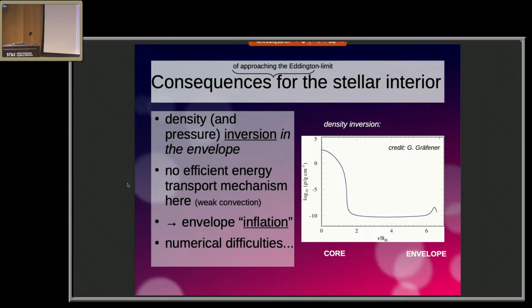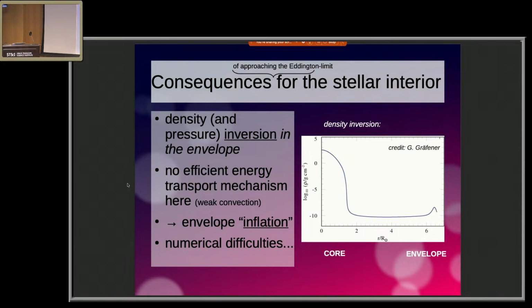It's called a density inversion, and this is something that some of the stellar evolution models predict to happen when the Eddington limit is reached. The reason is that the energy transport is not efficient enough at this point, so convection is very weak. That leads to this whole big envelope, and this is called envelope inflation. If you never heard about it, don't worry. What I want to say with this is that this is a numerically difficult situation that most codes cannot deal with.